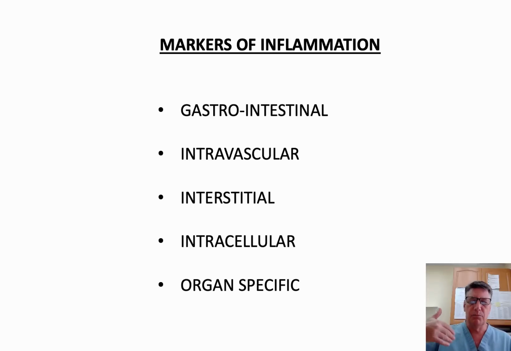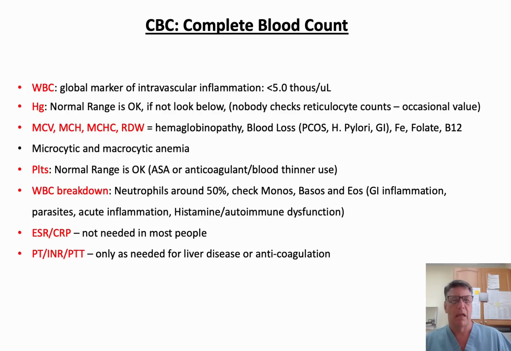So now we've looked at the macros. Let's look at some of the markers of inflammation that come from sugar in the GI tract, intravascularly, in the interstitium, intracellular, and organ specific. White blood cell count. White blood cells live in the blood vessels, and ideally in a ketogenic fat-adapted person who does not have global intravascular inflammation, their white cell count should be less than 5. Of course, acute infections and other things can trigger that, but it speaks to a global quietening of the intravascular immune system.